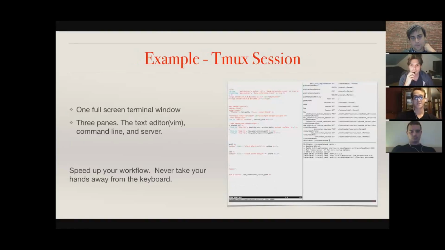But when you're using Tmux, you have one full screen terminal window with maybe 3 panes. I've got my text editor on the left, I'm using Vim. At the top right of the screen, there's the rake routes, and the bottom right is running the server. So you can navigate between all these without ever lifting your hands away from the keyboard.